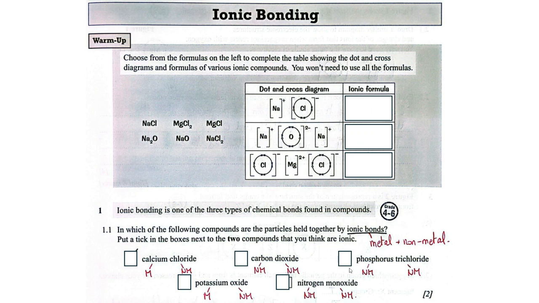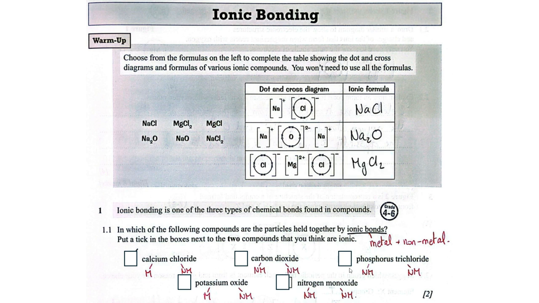All right, choose from the formulas on the left to complete the table showing the dot and cross diagram and formulas of various ionic compounds. You won't need to use all the formulas. So we have one Na+ and one Cl-, that's NaCl. We have two Na+ and one O2-, that's Na2O. And for the last one, we have one magnesium and two chloride, that's MgCl2.